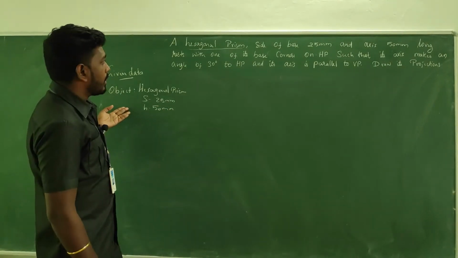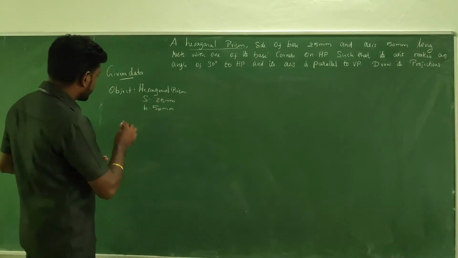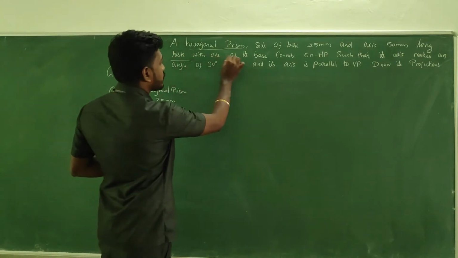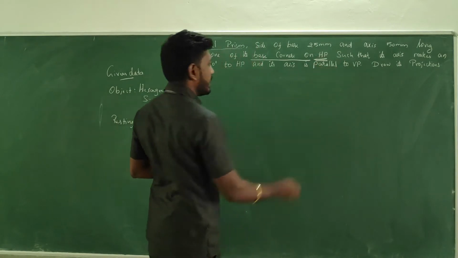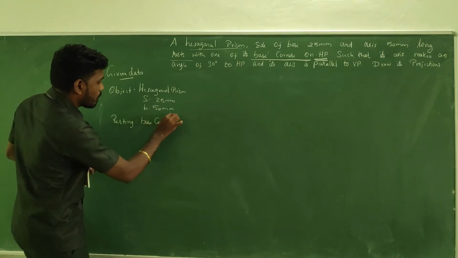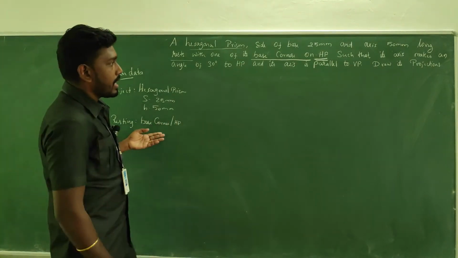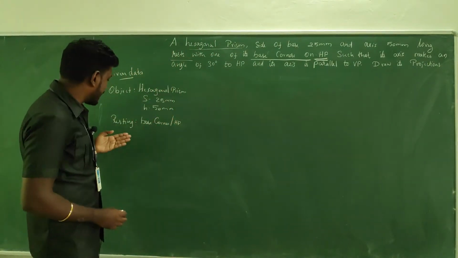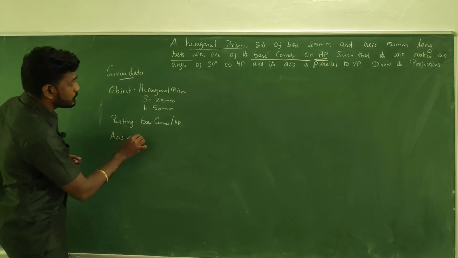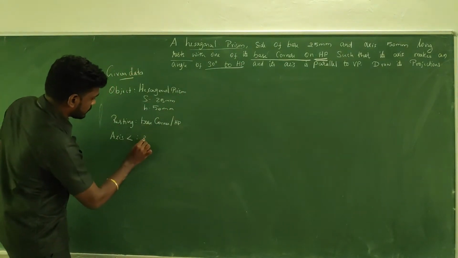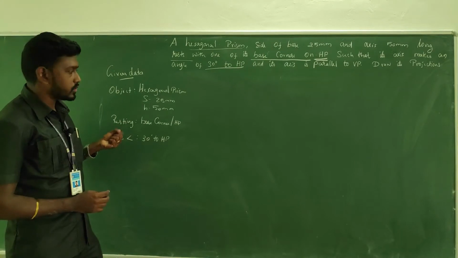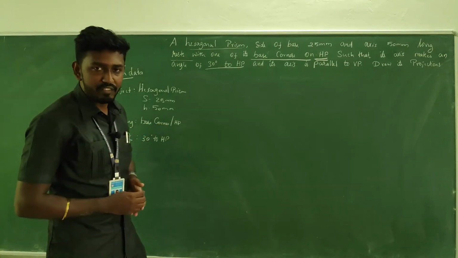Okay. And then how is it resting? It rests with one of its base corners on HP, right? Resting with a base corner on HP. And then such that its axis, take the detail about the axis inclination. Axis is inclined 30 degree to HP. So these are the things being given in our question. Okay, so for this we have to get the final front view and final top view.